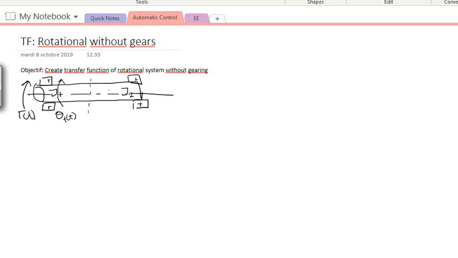As we consider it is very long, there would be some torsion in the middle. The torsion makes the angular position of the left-hand side a bit different from the angular position of the right-hand side. So there's another angular position of J2 that I would call theta 2(t), right? So this is an example of a rotational system.